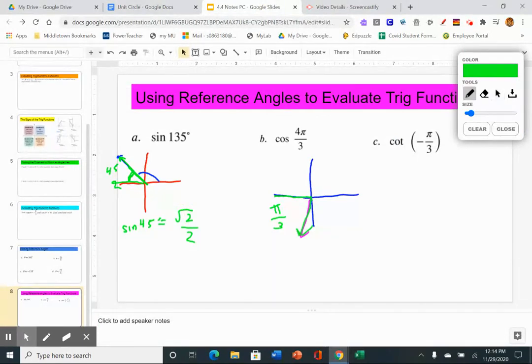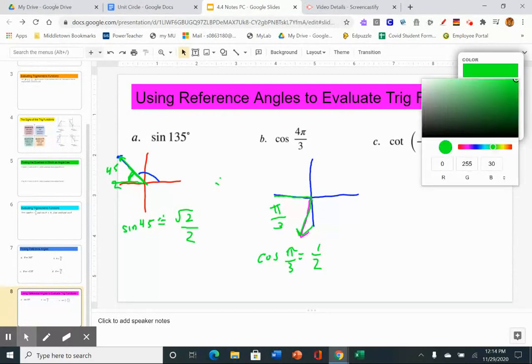Then we just have to find the cosine of pi over 3, which again, you would use your unit circle for. You'd go to the unit circle, the x-coordinate is the cosine, and it ends up being 1/2.